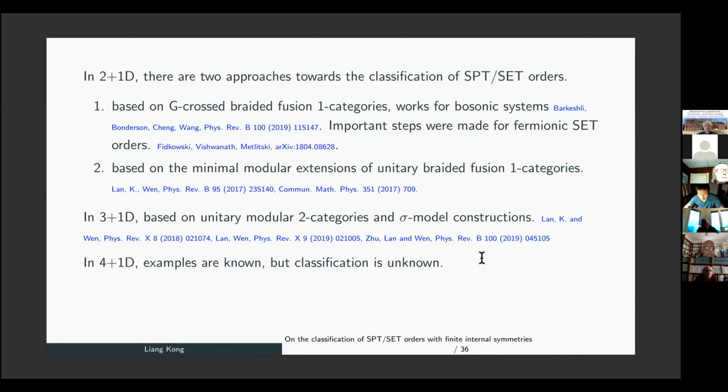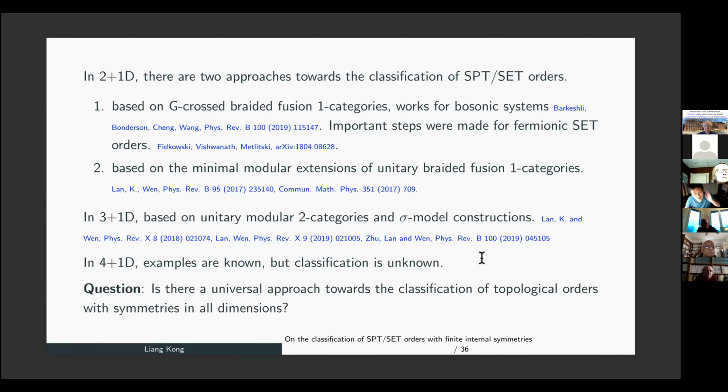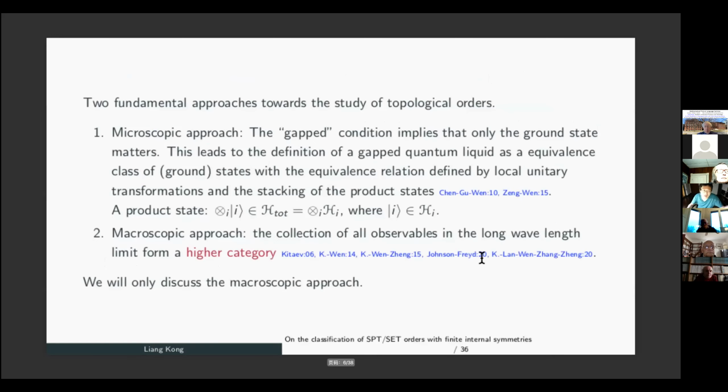Okay. So the obvious question you can ask is: is there a universal approach towards the classification of topological order with symmetries in all dimensions? Okay, that's the natural question, and also the goal of this talk.